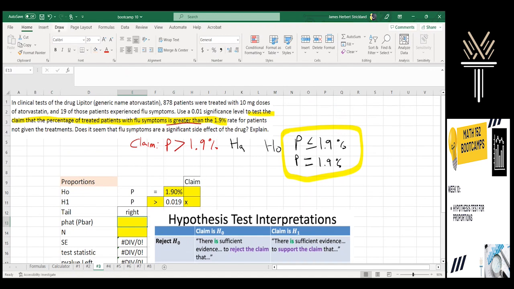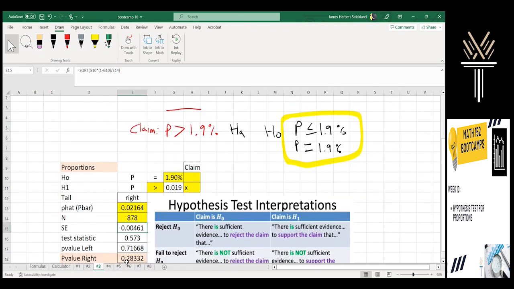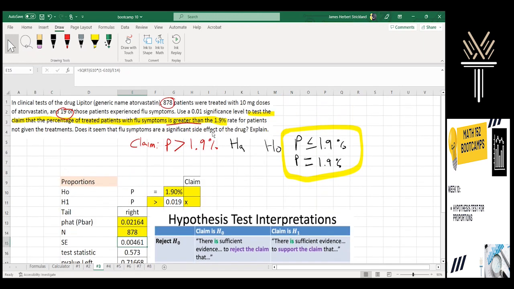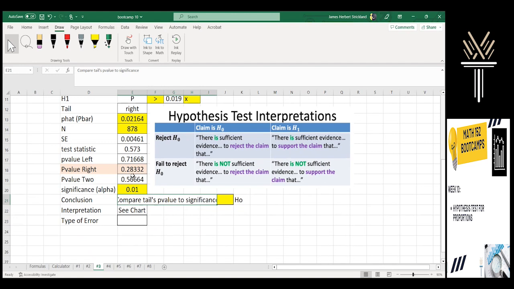If we read it carefully, we can see that 19 out of 878 had side effects. So there's my p-hat, 19 of them out of a total of 878. And we now have all of our calculations. And the significance level, alpha, is 0.01. So when comparing, 0.28 to 0.01, the p-value is bigger, so again, we're going to fail to reject.